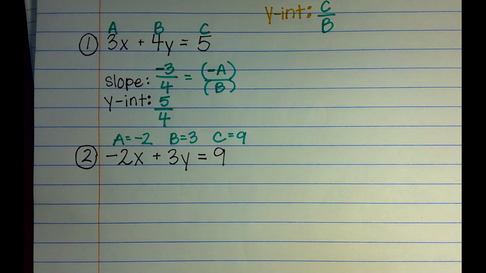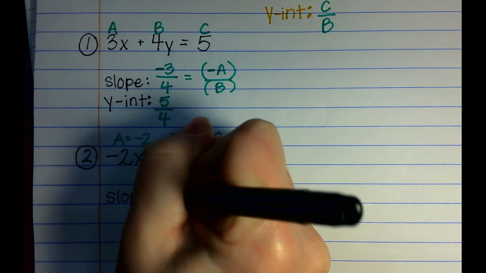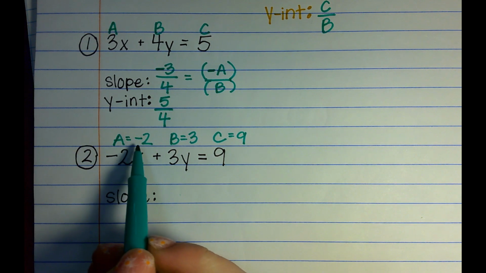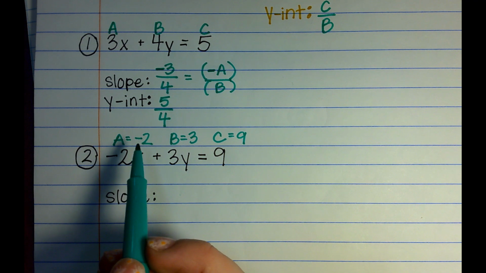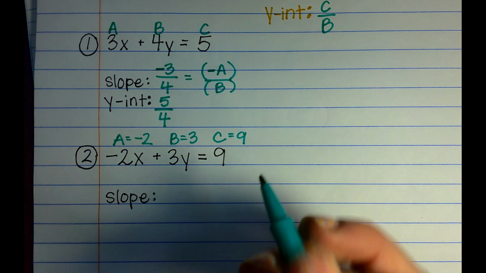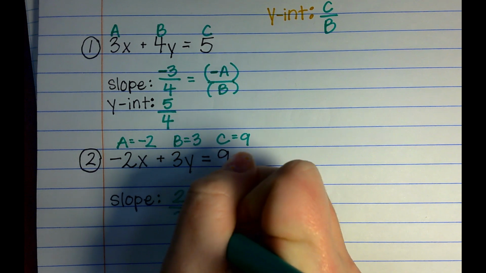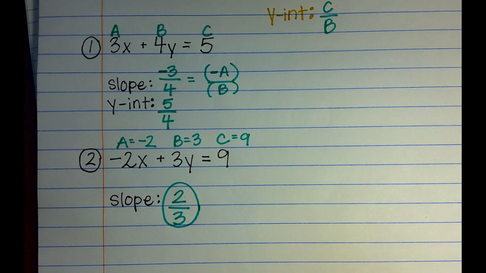So tell me again, what's our slope? 2/3. Good. It will be 2/3 because we started with an A that was already negative, so the negative A is going to be positive. We get 2/3 because it's negative A over B.